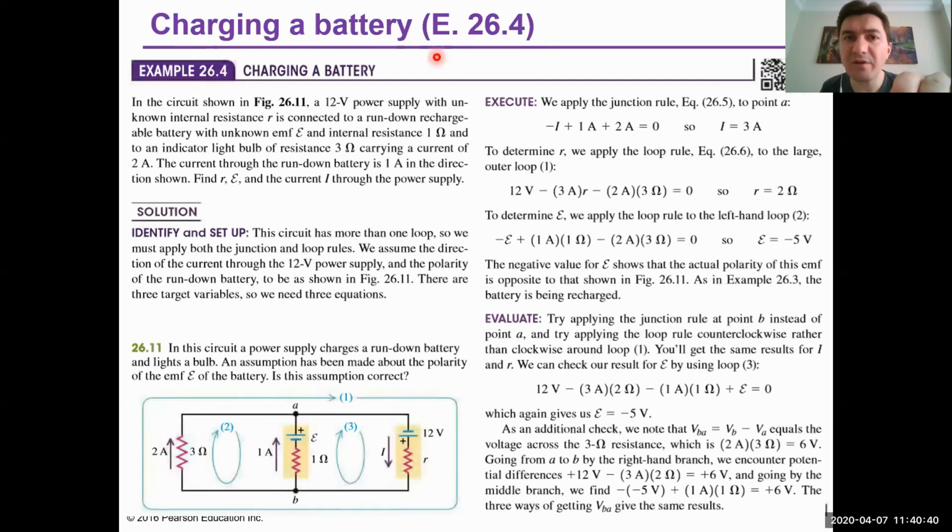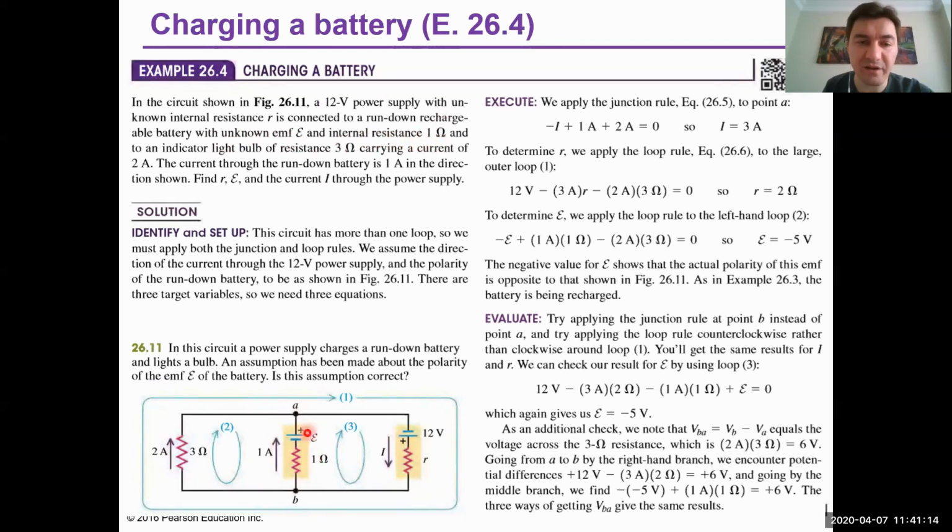This is example 26.4 from the book. Let me read the question first of all, and then try to solve it. In the circuit shown here, a 12-volt power supply with unknown internal resistance. This internal resistance R is unknown. It is connected to a rundown rechargeable battery with unknown EMF and internal resistance 1 ohm.